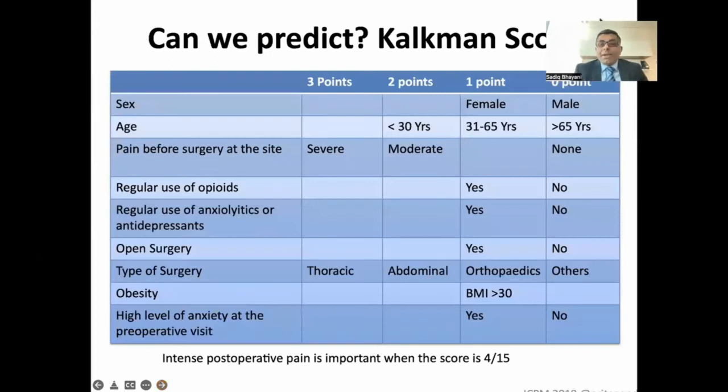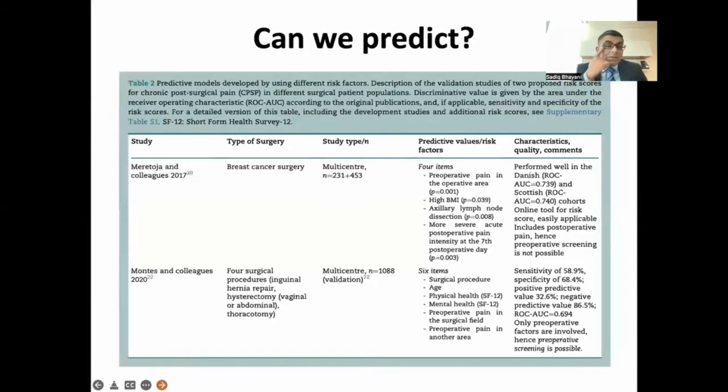So now, can we predict chronic post-surgical pain? There have been a lot of scoring systems developed. One of the common ones is the Kaufman scoring system, a point-based system that includes sex, age, pain before surgery, use of opioids, use of anxiolytics, open surgery or type of surgery, obesity, and levels of anxiety. If you plug in the points and somebody scores more than 4, then they're more likely to develop chronic post-surgical pain.